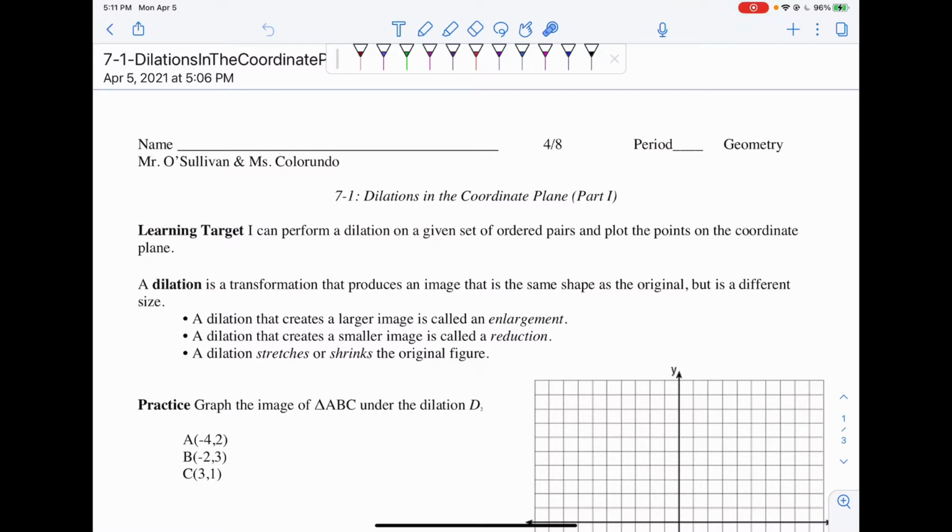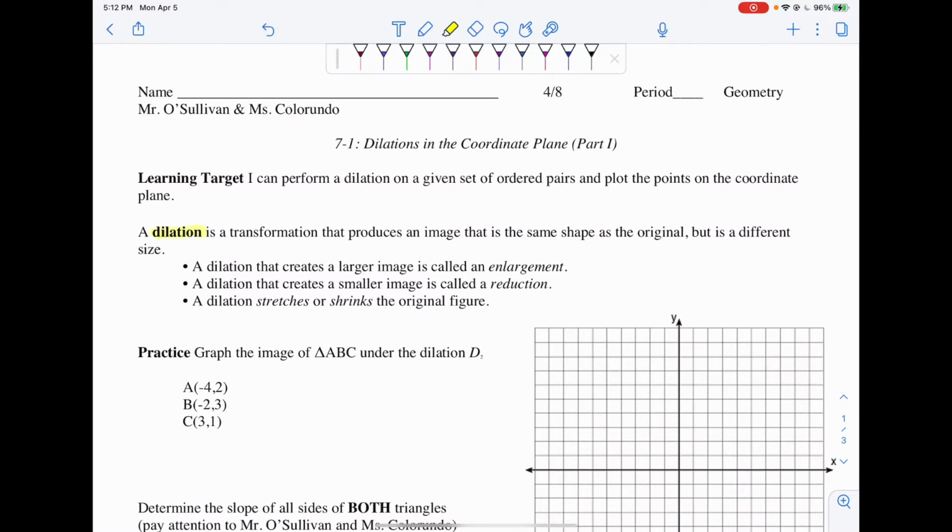So today's learning target is I can perform a dilation on a given set of ordered pairs and plot the points on the coordinate plane. So this is actually a very smooth sailing lesson. There's really not that much thinking as long as you know how to multiply and plot some points. We learned about the basics of dilations at the beginning of the year in our first transformation unit. We didn't really cover a lot of them, but we did see them appear in our basic transformations. So you did learn the basics.